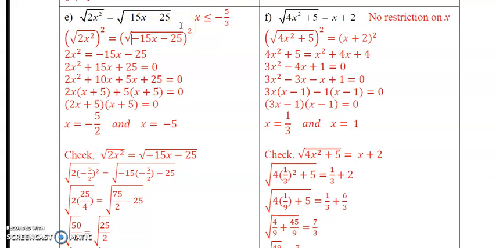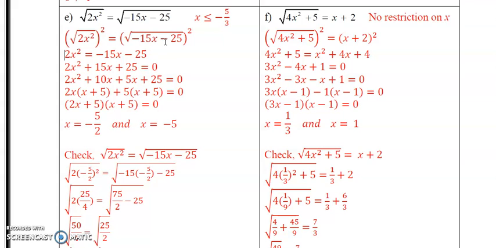So if you have a radical equal to a radical and there's nothing else, then you just square them immediately, okay? And you'll see how easy this simplifies down. So you get 2x squared equals -15x minus 25. Take everything to one side, set it equal to 0. You're noticing, yes, you're ending up with a quadratic, but that's not a big deal.